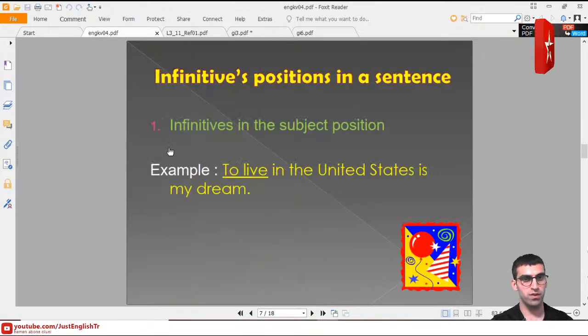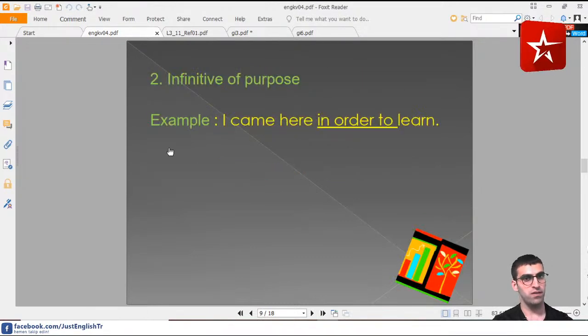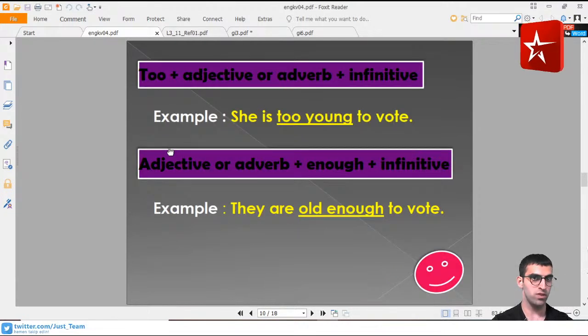How can we use infinitive? We use infinitive as a subject of the sentence, as you see. To live in the United States is my dream. And we can use infinitive for purpose. I came here in order to learn. I am here to teach you English. You are here to learn English from me. So we use the infinitive with purpose.